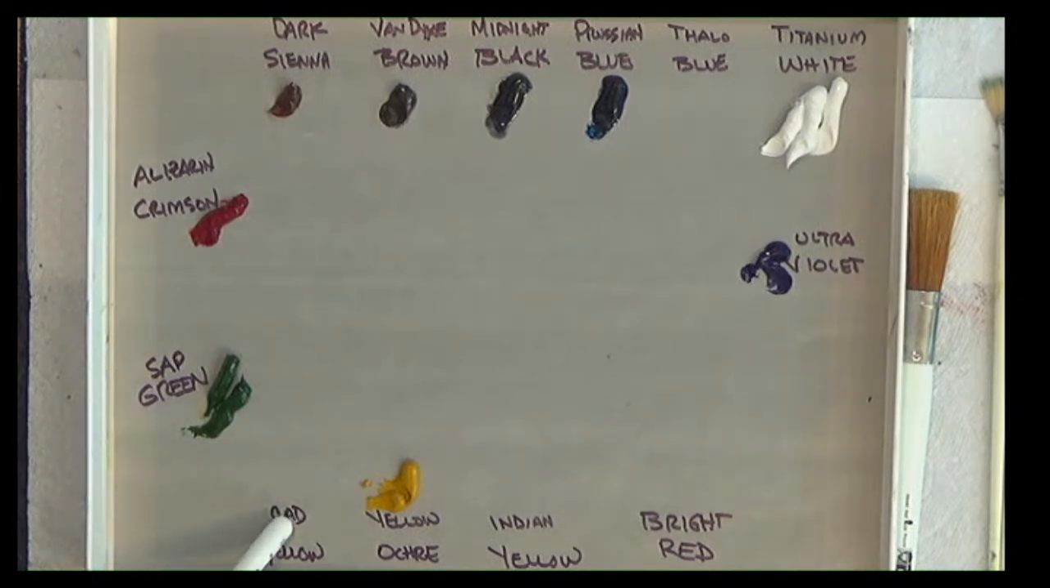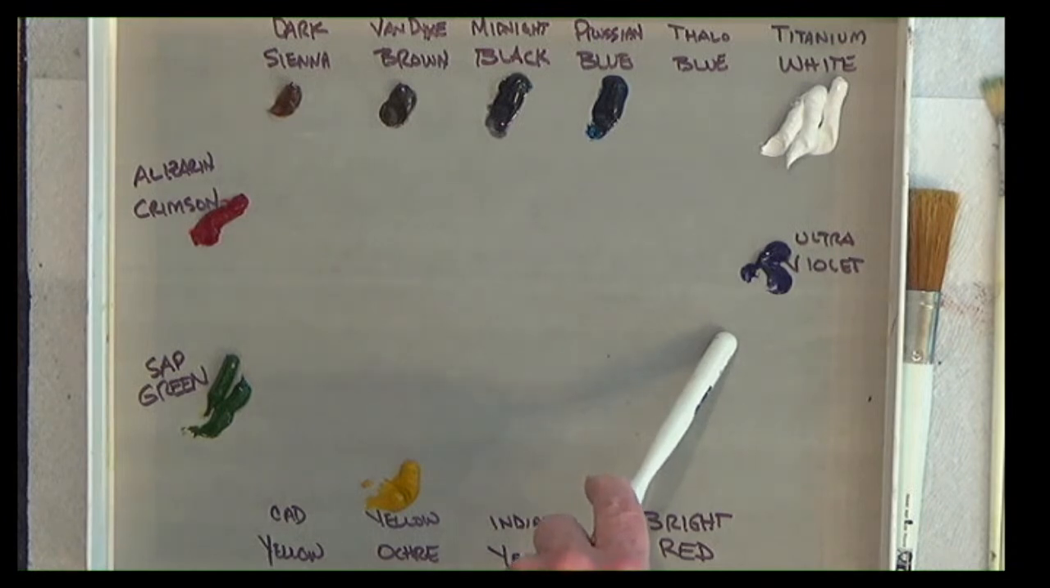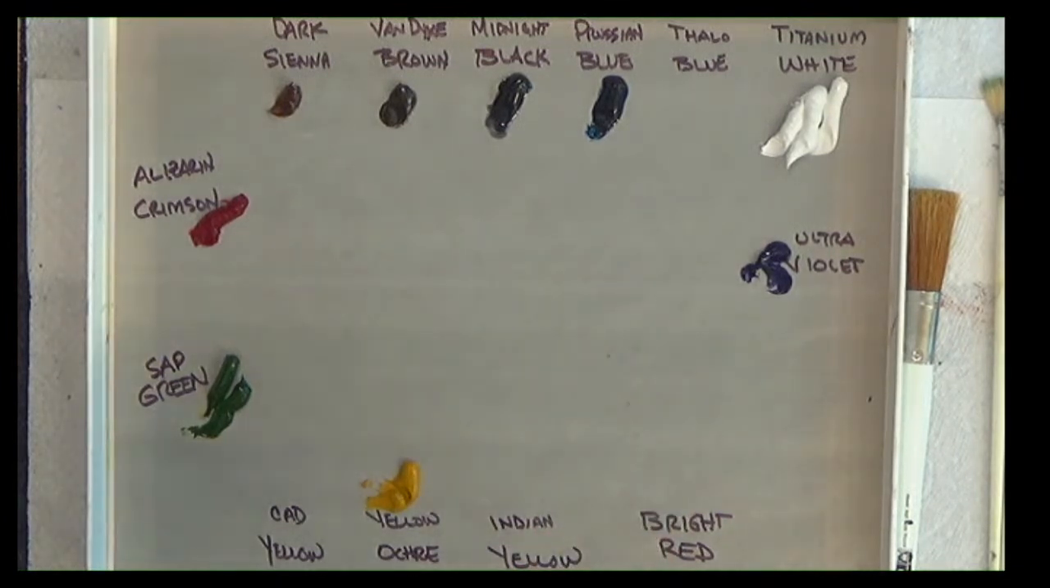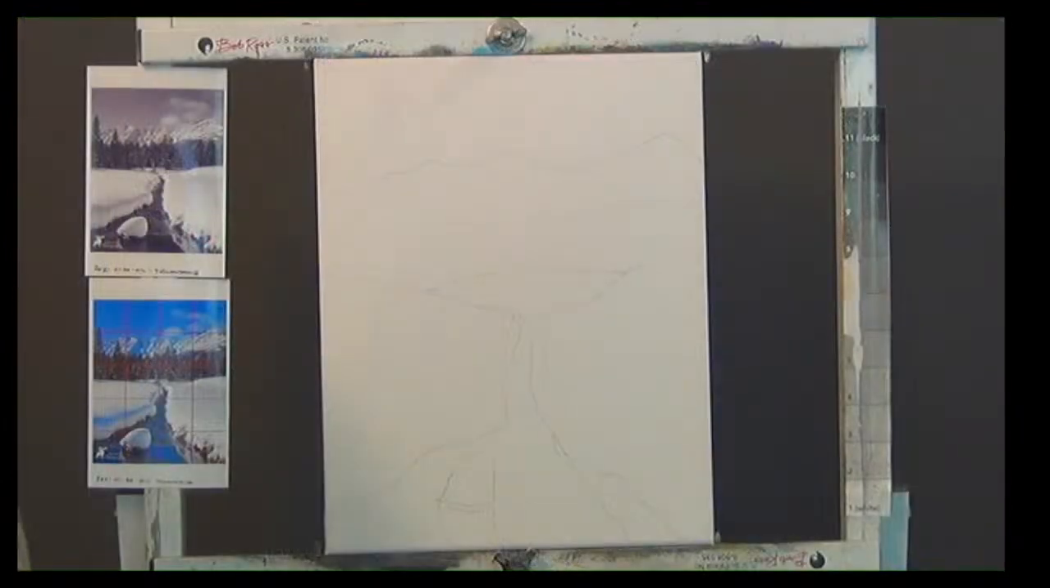Skipping cad yellow, there's nothing bright yellow in this that we need. Yellow ochre is going to be my only yellow color. And leaving out Indian yellow and bright red, and still have my ultraviolet for any of those violet colors I want to use. This is a winter scene, so it should have some alizarin crimson and some ultraviolet in it. And very few other colors. So that's my abbreviated palette, and let me set myself up here.